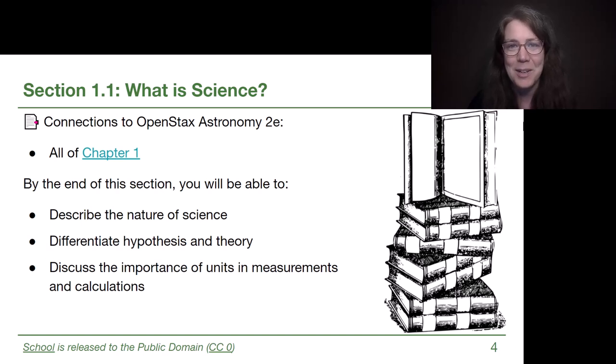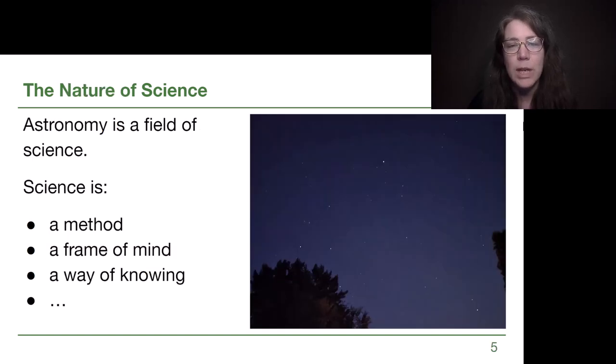So let's get started. Now, first, what I'd like us to recognize is that astronomy is a field of science, and there's a lot of misunderstanding about what science really is. A lot of folks decide for themselves that they're not cut out for science, or that science is only for a particular type of person, and I'd really like to change our perception of that right here at the beginning of the semester. There's a lot of different ways that we can define science.